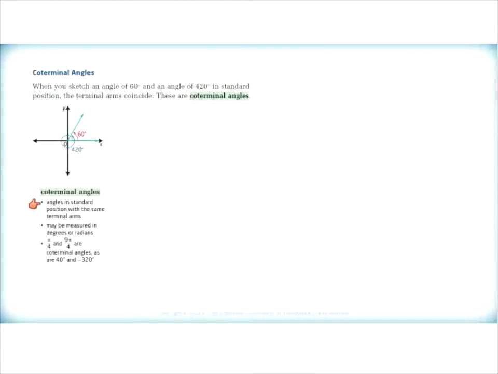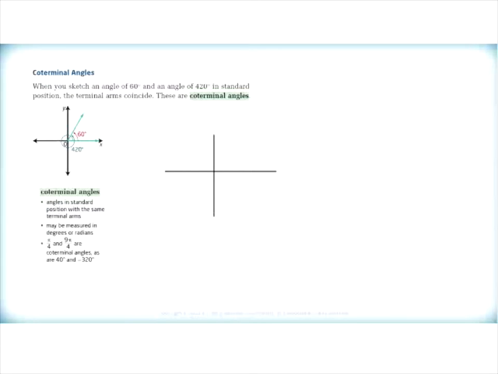Coterminal angles are angles in standard position with the same terminal arm, as I just stated. You may see them measured in both degrees and radians. For example, pi over 4 and 9 pi over 4 are considered to be coterminal angles, as are 40 degrees and negative 320 degrees. Let's have a look at those two examples.